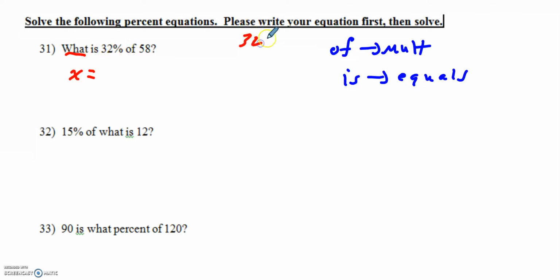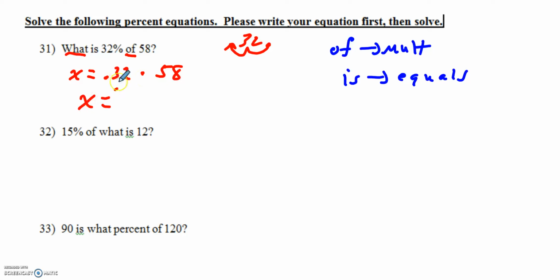Remember, if I want to change a percent into a decimal, the decimal's right here, so I have to move it twice to the left. So this is really 0.32 of times 58. The reason we have to change this into a decimal is because we need these to be like terms. One has a percent and one doesn't, so we need to make sure this is no longer a percent so that we can combine them.